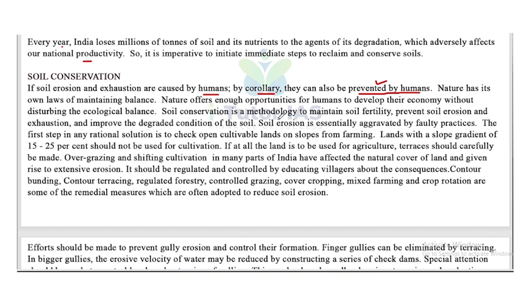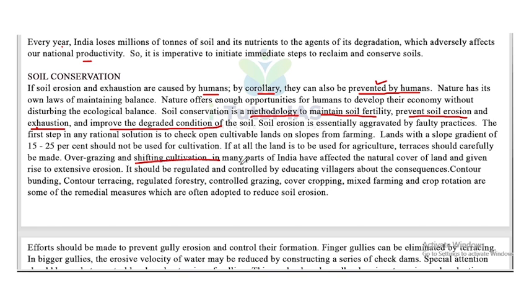Soil conservation is a methodology to maintain the soil fertility, prevent soil erosion and exhaustion, and improve the degraded condition of the soil. Okay, so what is soil conservation? It's a methodology to maintain soil fertility, prevent soil erosion and exhaustion, and improve the degraded condition of the soil. Soil erosion is essentially aggravated by faulty practices. The first step in any rational solution is to check open cultivable land on slopes from farming. Lands with a slope gradient of 15 to 25% should not be used for cultivation. If at all the land is to be used for agriculture, terraces should carefully be made.